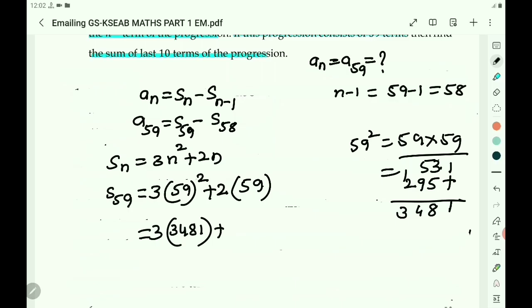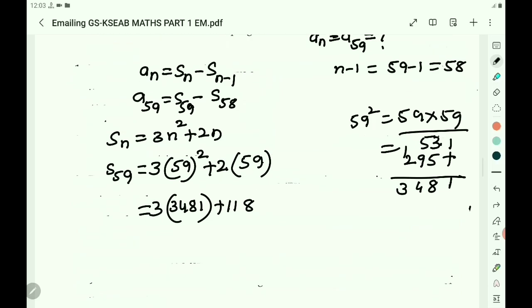3481 plus 2 into 59. 9 2s are 18, 1 carry. 2 5s are 10 plus 1, 11. 118. 59 into 2 is 118. Next, 3481 into 3. Then you multiply it by 3. 3 1s are 3. 3 8s are 24, 2 carry. 3 4s are 12 plus 2, 14, 1 carry. 3 3s are 9 plus 1, 10.